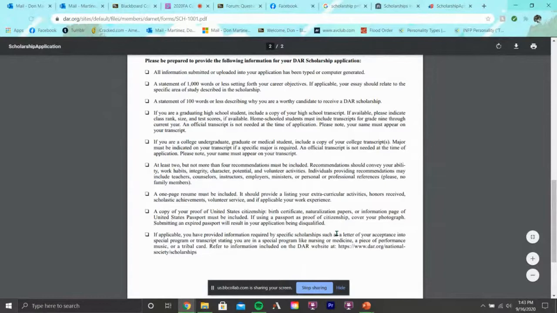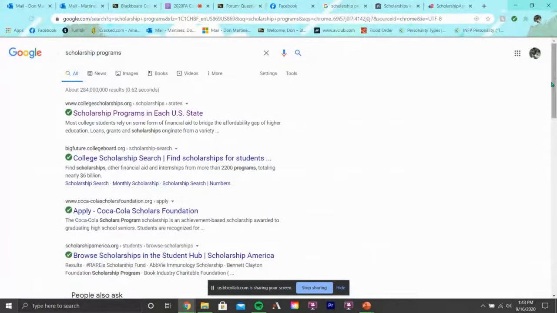So just in general, if you do a Google search for scholarship programs, again, that'll get you all these aggregators, and then you can find an aggregator that has a good quantity of them. That collegescholarships.org site is probably going to be one of the best ones. Okay. All right. So we got kind of sidetracked there. So let's try to do some more questions here.